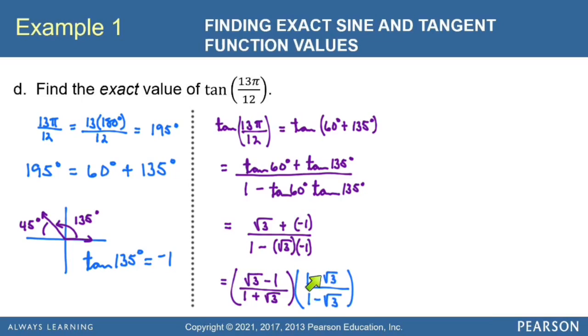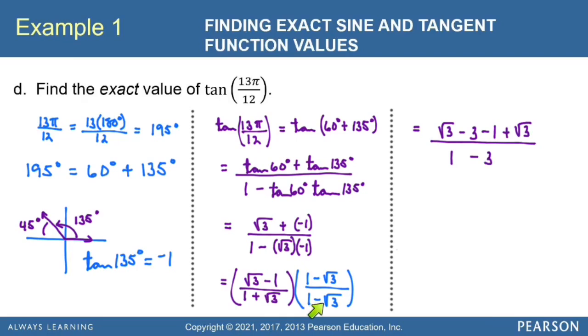And then using the FOIL method in the top, first times first would give us square root of 3. Outer times outer would give us minus 3. Inner times inner would give us minus 1. And last times last would give us plus square root of 3. In the denominator, first times first would give us 1. Outer plus inner would add up to 0 because these are conjugates. And last times last would give us minus 3.